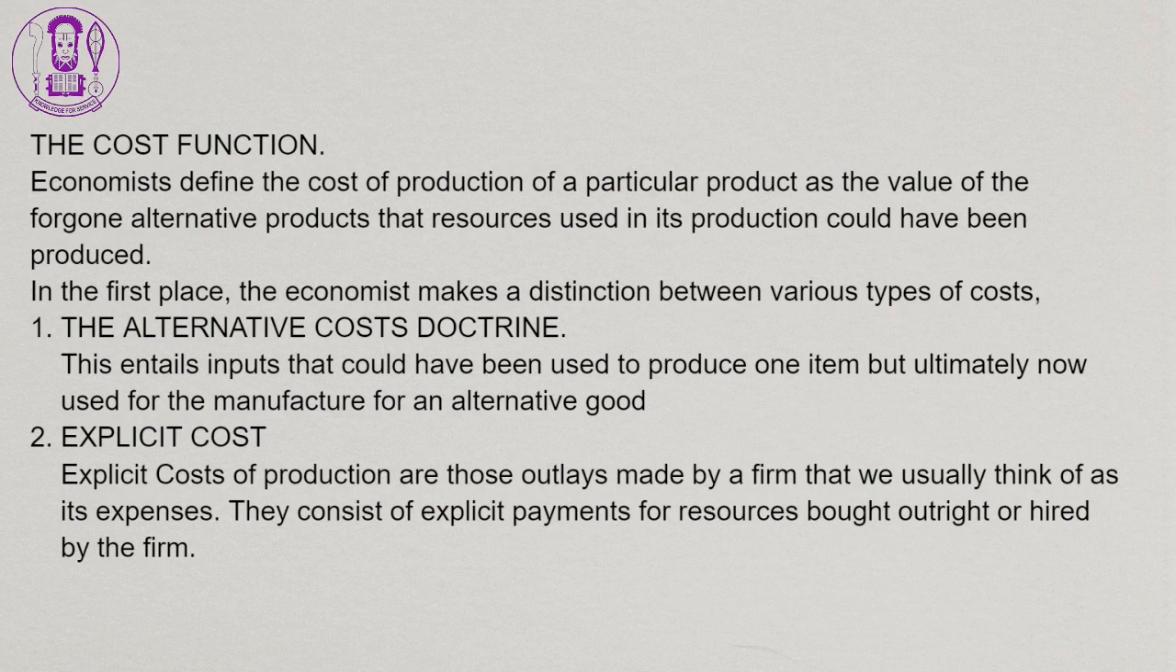1. The alternative costs doctrine. This entails inputs that could have been used to produce one item but are ultimately used for the manufacture of an alternative good. 2. Explicit cost. Explicit costs of production are those outlays made by a firm that we usually think of as its expenses. They consist of explicit payments for resources bought outright or hired by the firm.